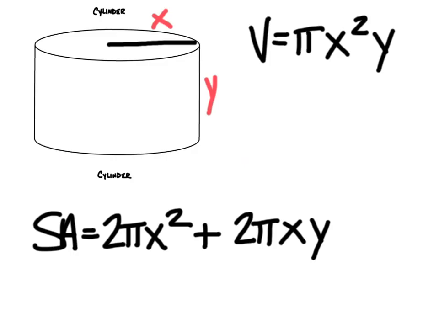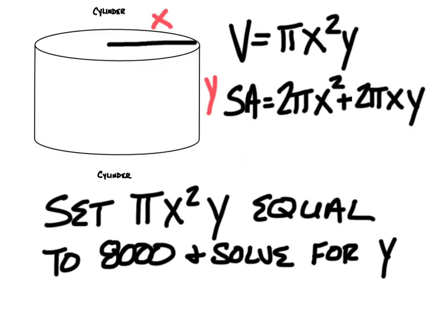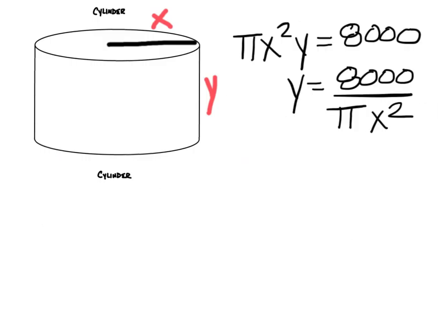Alright, so we have our two formulas up at the top, so now you have to set pi x squared y, which is the volume, equal to 8,000 and solve for y, so we can have something to plug back into the surface area formula. So go ahead and set that up. Pi x squared y, and set it equal to 8,000, and start solving for it. So if you're going to set it up, here it is. And then your first step is to get y by itself and divide 8,000 by pi x squared.